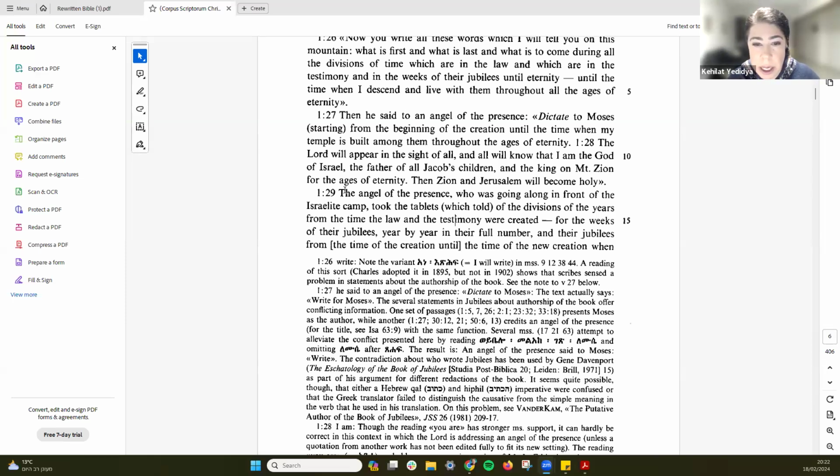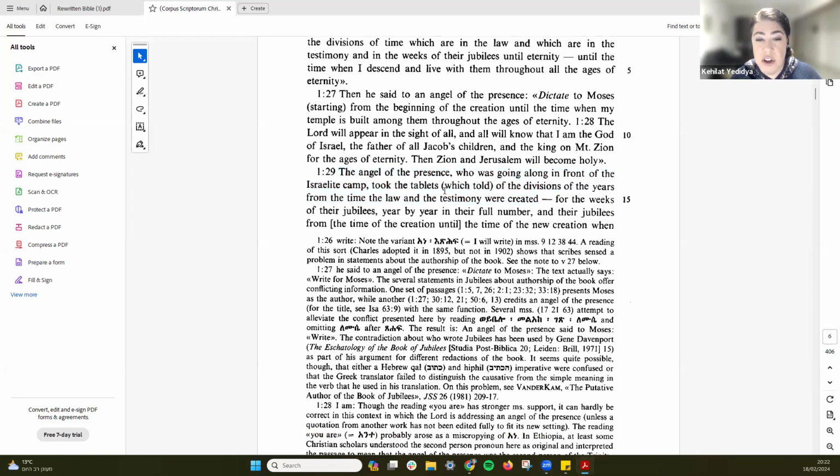So here, the angel of the presence who was going along in front of the Israelite camp took the tablets, which totaled the divisions of the years from the time the law and the testimony were created, for the weeks of their jubilees, year by year, in their full number. Now here there also seems to be an implication. It says the divisions of the years from the time the law and the testimony were created. But we just found out it's from the beginning of creation, right?